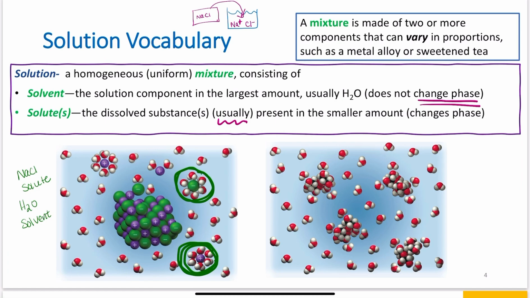Water did not change phase. Water is probably present in a greater amount as well. Let's say we put 40 grams of sodium chloride into 100 milliliters of water. In that case, it's meeting both definitions.